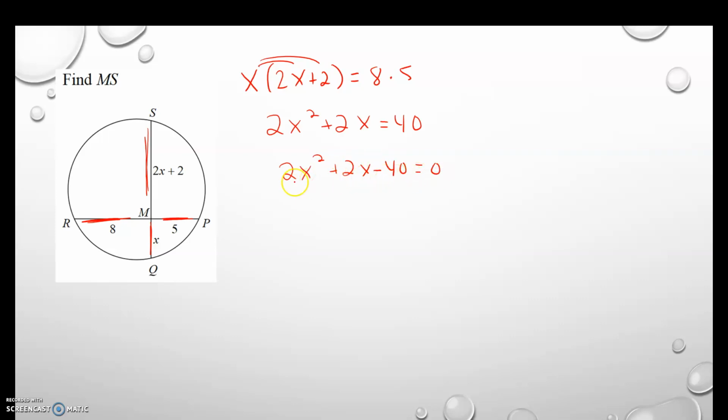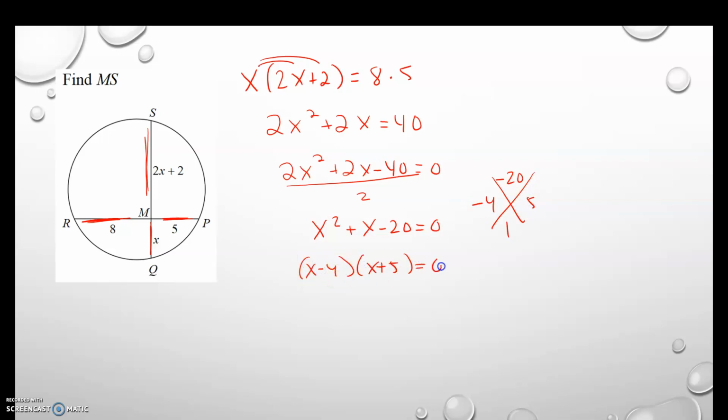And then I notice that I can take out a 2 from all of these, so divide out by a 2, and I'm left with x squared plus x minus 20 is equal to 0. And from here, I can figure out what multiplies to negative 20 and adds to 1. That's going to give me a negative 4 and a positive 5. So I get x minus 4 and x plus 5 together multiply to give me 0. So x minus 4 equals 0, or x plus 5 is equal to 0. Adding 4 to both sides, x is equal to 4, or x is equal to negative 5.